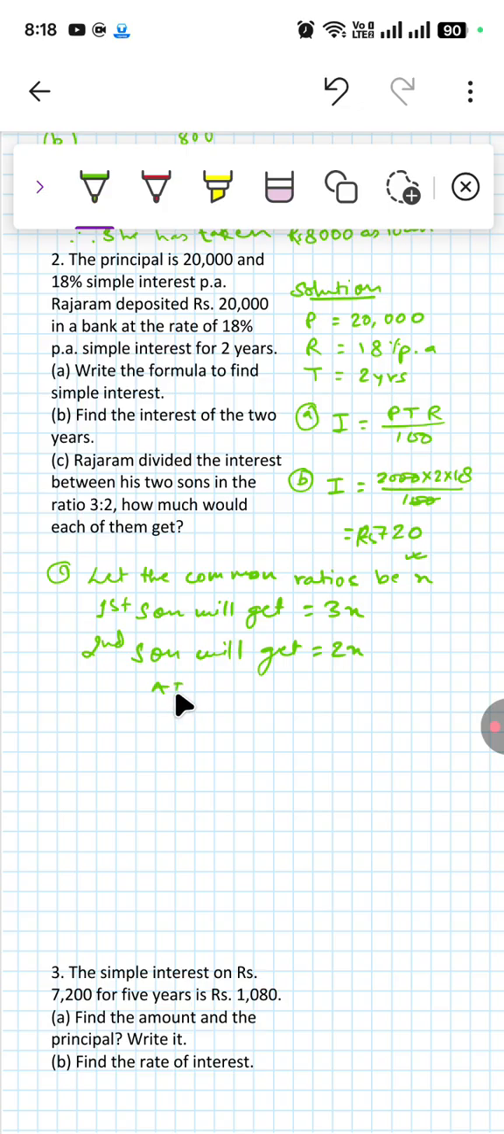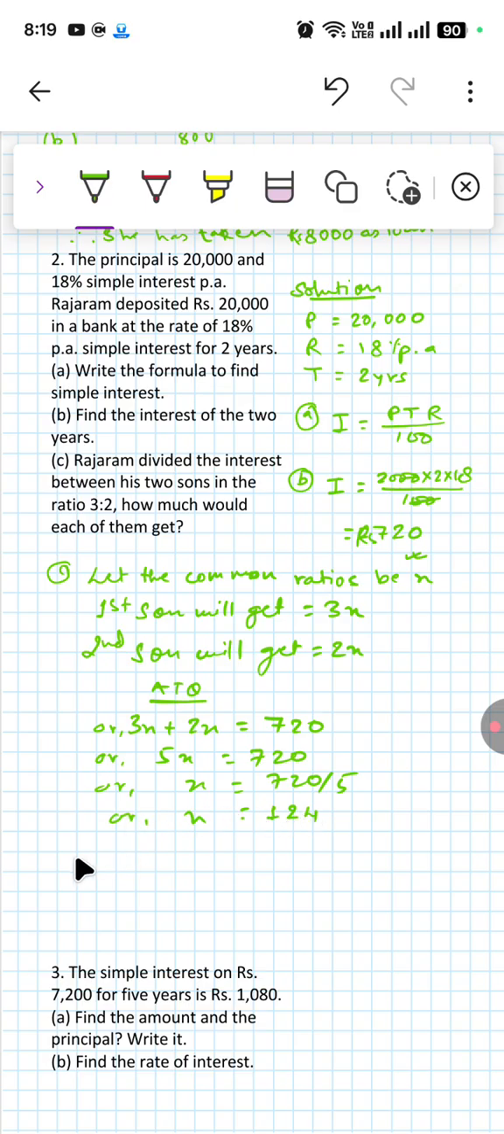According to the question, we need to add the amount of money which both the sons got. If we add them, the total will come, that is 720 rupees. So 5x is equal to 720 and the value of x comes from here, 720 divided by 5. So the value of x is 144.